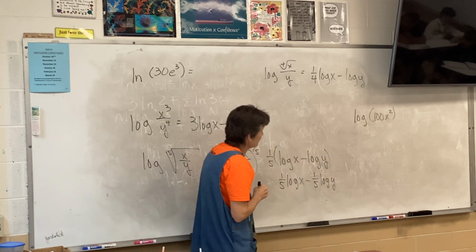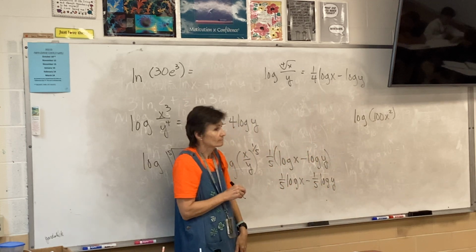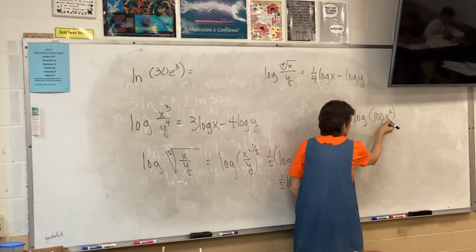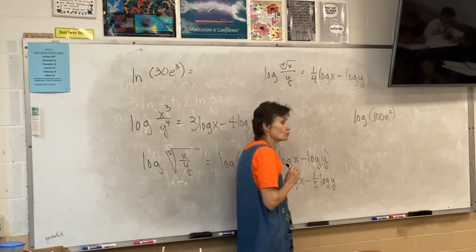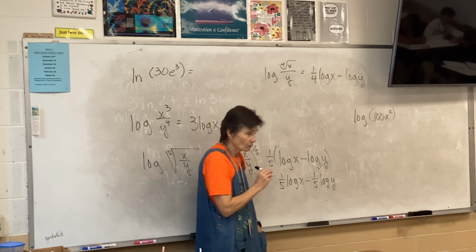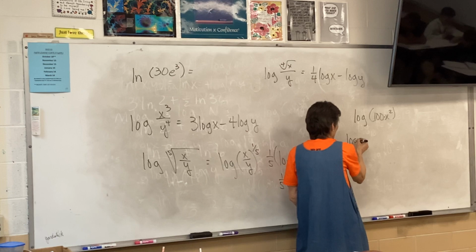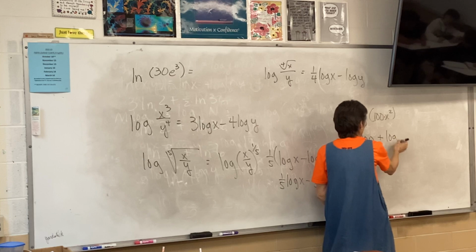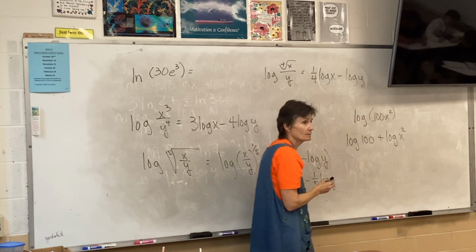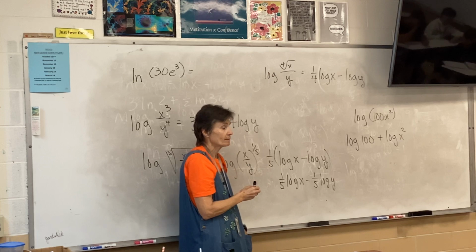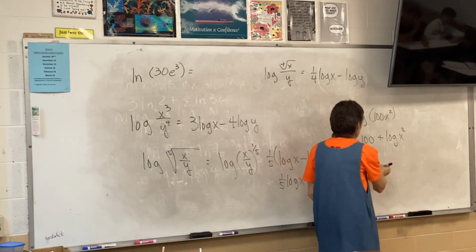Take a second look at that. Don't miss that this is a product right there. Those are being multiplied. So when you pull it apart, what's it gonna look like? Log 100 plus log x squared, if I pull it apart? Are you done with that? No, I am not done with this. What do I still need to do? The 2 has to come out in front.